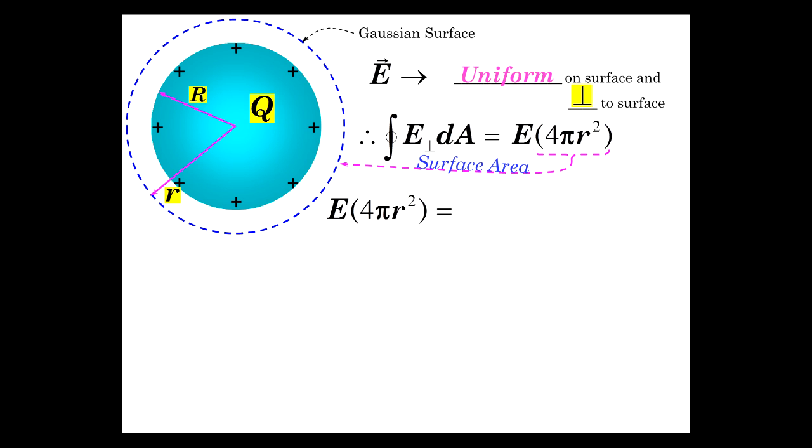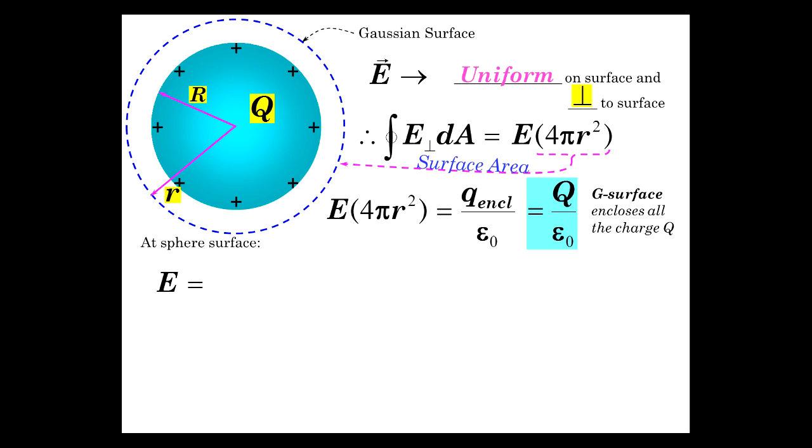And now, recognizing that the value of that integral, which is the electric flux through the closed surface, which is the Gaussian surface, is Q enclosed over epsilon 0. That's the rest of Gauss's law. But we know what Q enclosed is because it's all of it, and all of it is Q. So Q over epsilon 0 is the answer. Then, at the sphere surface, we can now solve for the electric field. It's just equal to this ratio, and we can just divide by 4 pi r squared. So 1 over 4 pi epsilon 0, Q over r squared.